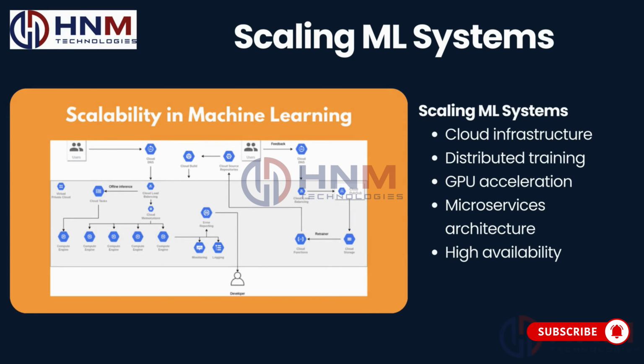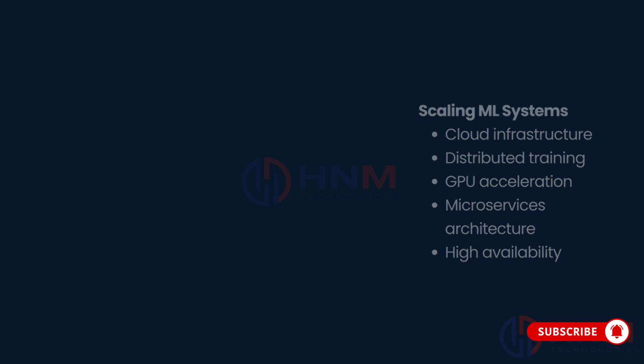As user demand increases, ML systems must scale. Cloud platforms provide elastic infrastructure. Distributed training accelerates deep learning. GPU acceleration improves performance. Microservices architecture isolates components for reliability. Scalability ensures system stability under heavy loads.